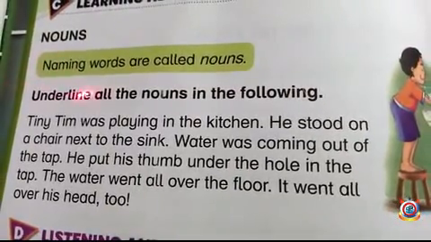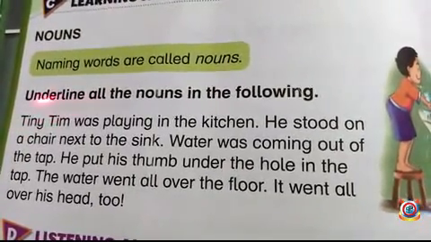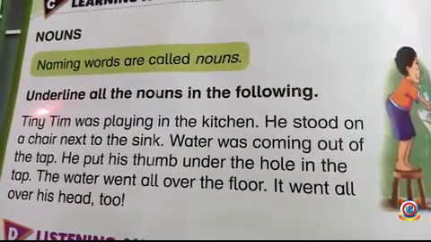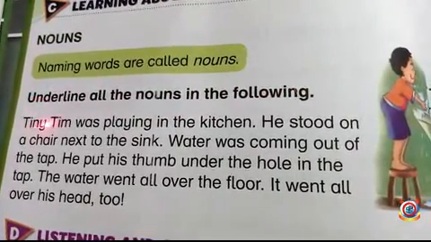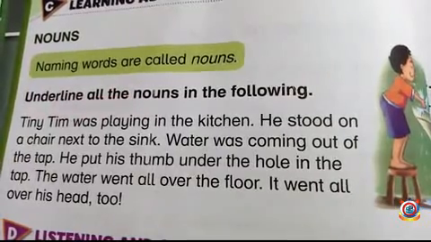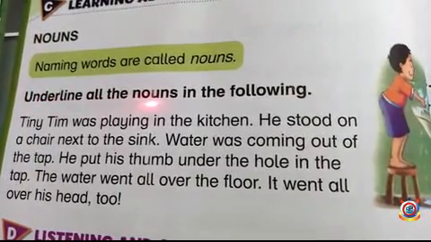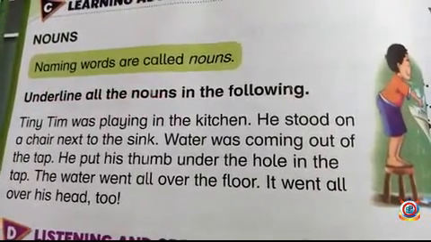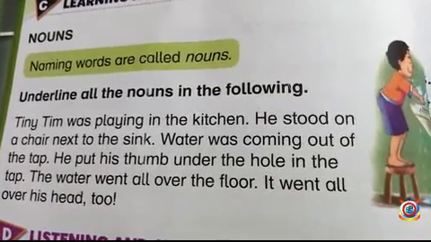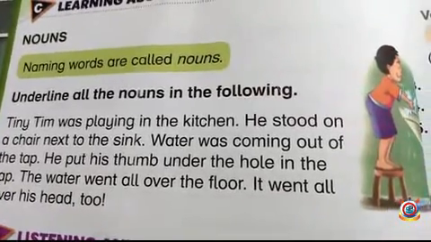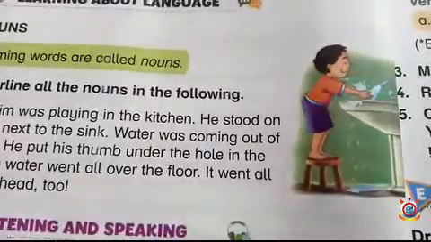Okay, now let's move on to the activity which they are giving us. So underline all the nouns in the following. You have to draw a line under the word which is a noun. We will just underline the words which are the names of something. You can see a picture over here.